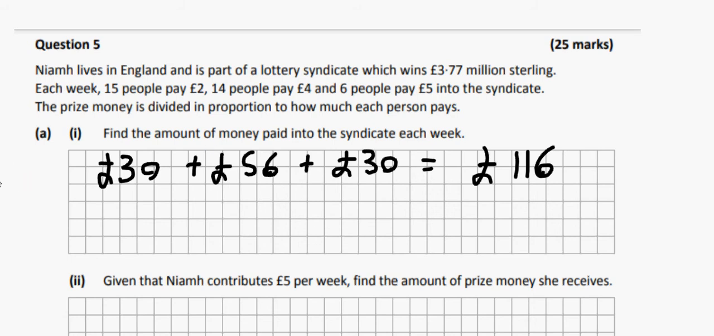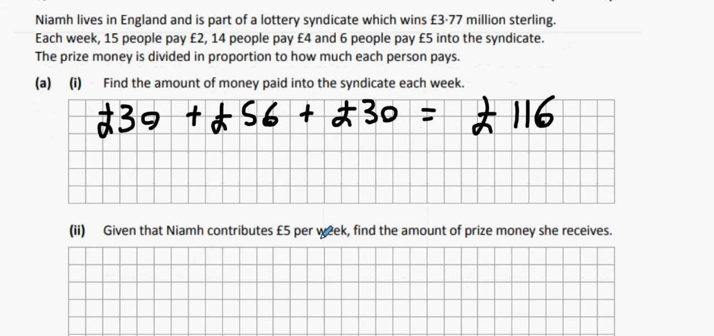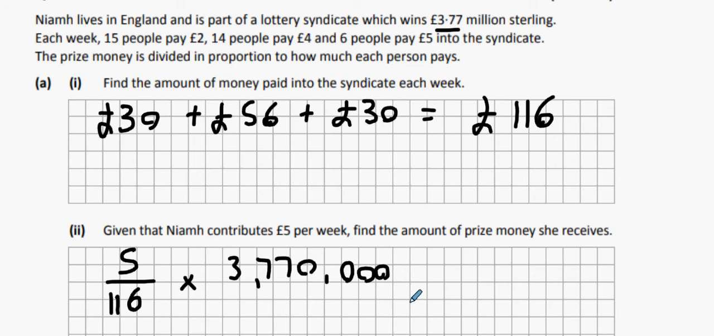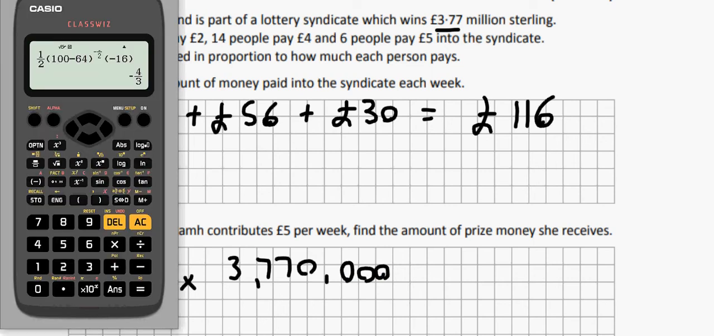Now, Neve contributed €5 per week. This means she's responsible for a fraction of 5 out of 116. Therefore, that's what fraction of the prize she would win if she was to win the prize. So what's the prize? 3.77 million. So it's going to be 3, and then it's going to be 770,000. Okay, we put all that into the calculator, and anybody get there before me?